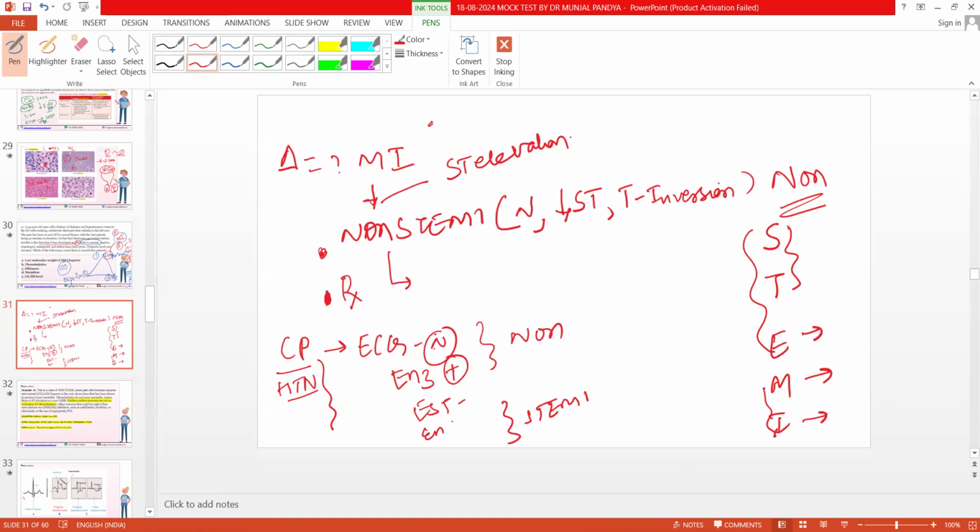So now you have a normal ECG and enzymes present. You diagnose this as non-STEMI acute myocardial infarction. What is the initial treatment? What is the best treatment? Tell me. These are the two exam questions. What is the initial treatment? A non-STEMI comes to you in the ER. You diagnosed in 5 minutes. Chest pain, ECG, enzymes all come in 5-10 minutes. Now it's non-STEMI. What do you do first?